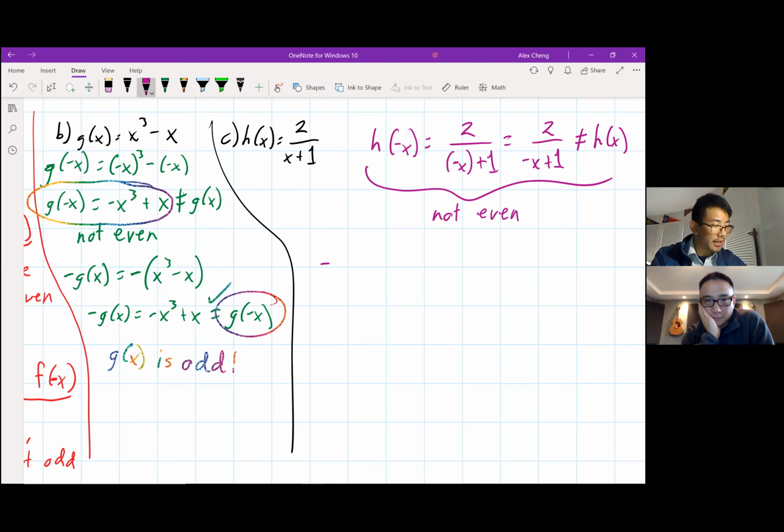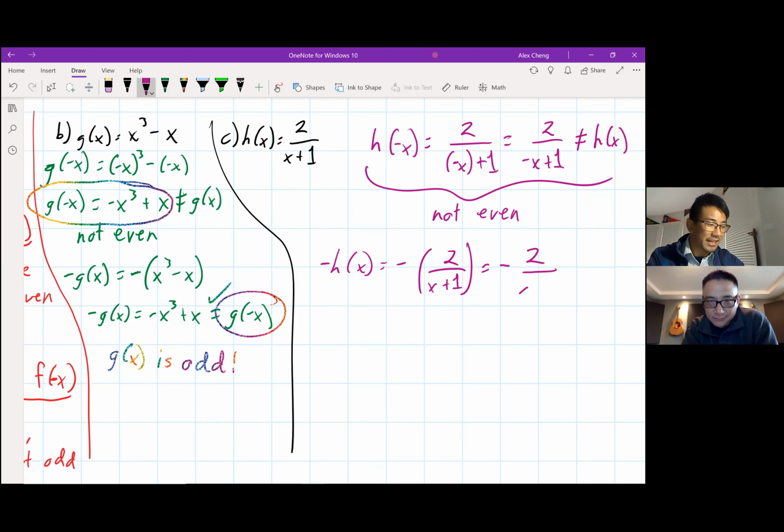And let's check negative h of x. So I'll plop the original function inside parentheses here, drop that negative sign in front. And when I push that negative sign through, I'll just get the negative version of that fraction. No matter where I put that negative sign, whether on top or on the bottom, I don't think it's going to look like h of negative x, unfortunately. It's not equal to h of negative x.